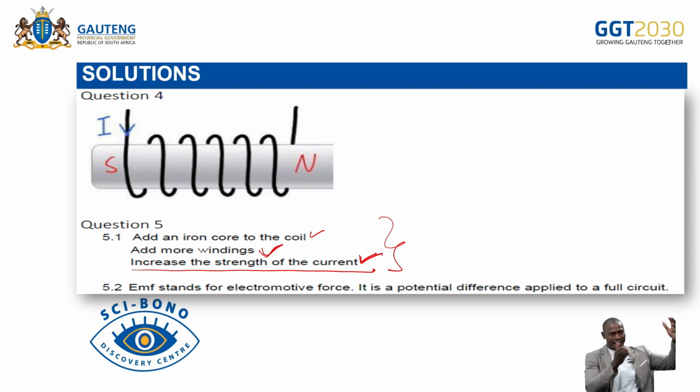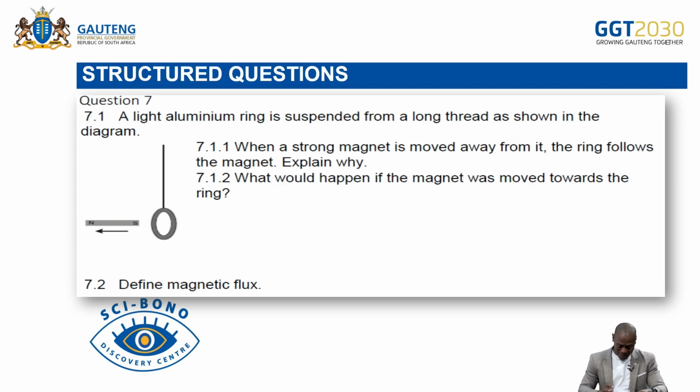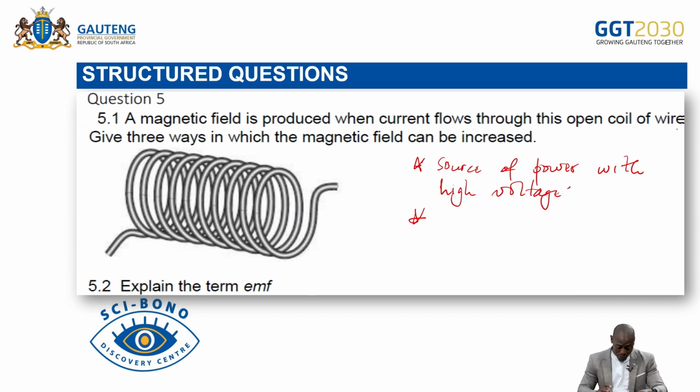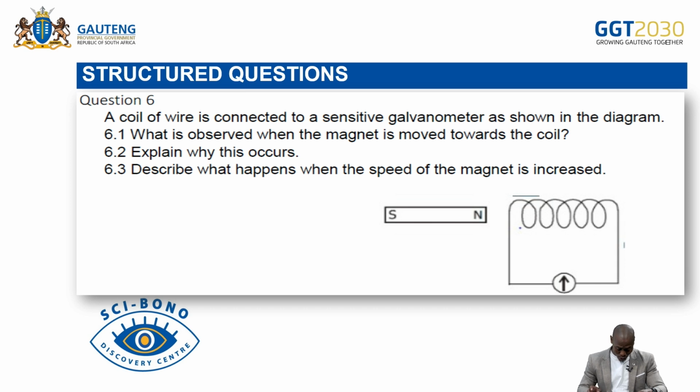Then how can we increase the strength of the induced magnetic field? When there's a current flowing through a conductor, remember there's a magnetic field that is produced. How can we increase the strength of that magnetic field? We can increase it by adding an iron core in the coil, increasing the number of windings or turns in a coil, and also increasing the strength of the current. Okay, so those are some of the things that we need to do, right?